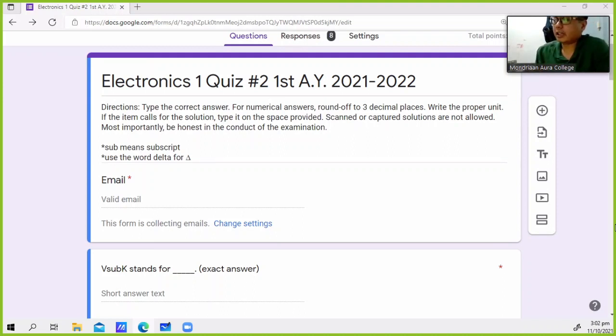For numerical answers, round off to 3 decimal places tayo ngayon, no? Kasi pagdating dun sa temperature coefficient, meron tayong 3 decimal places. Write the proper unit. If the item calls for the solution, type it on the space provided. Scanned or captured solutions are not allowed. Okay? So yung sub na word, ibig sabihin yan subscript, di ba? And then yung word na delta, gagamitin nyo for the symbol ng delta kasi baka wala namang symbol na delta dun sa ating keypad. No?